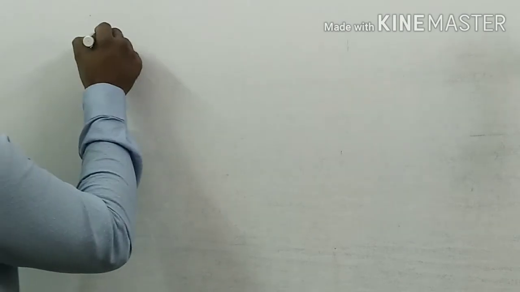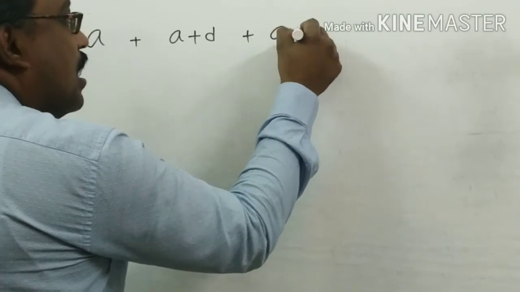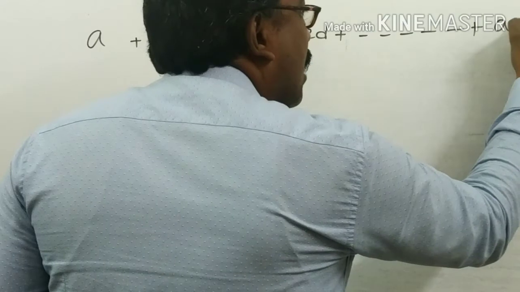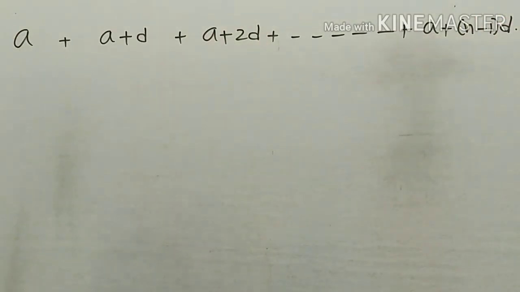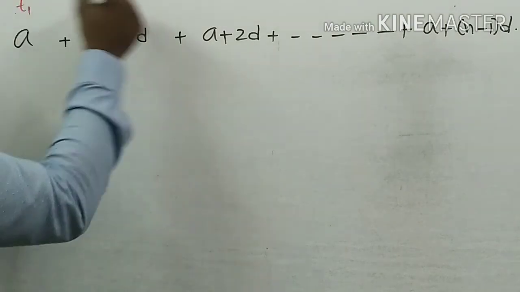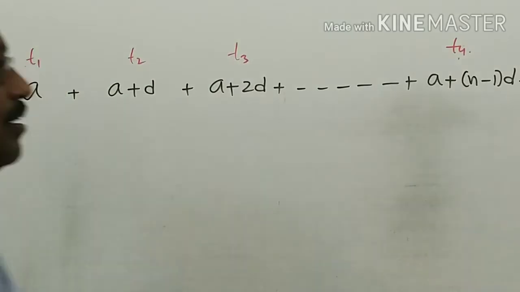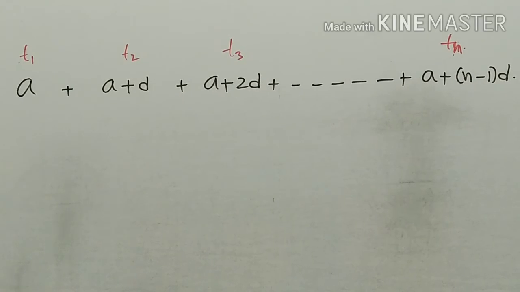Now I am taking the general form of AP: a, a plus d, a plus 2d, so on, a plus (n minus 1) into d. This is the first term, second term, third term, and I am taking the nth term. So how many terms am I taking? n terms.